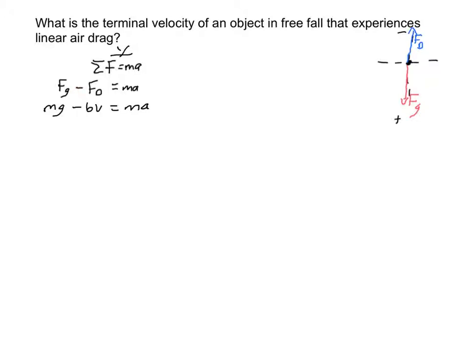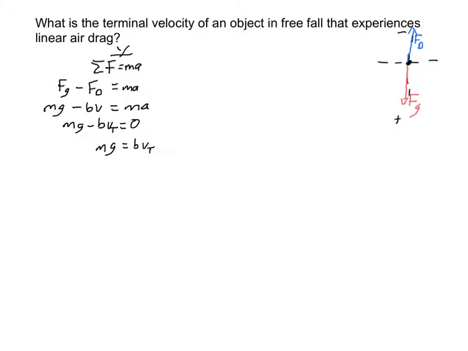All right, now I do know something else about this problem. At terminal velocity, we are going at a constant speed. We can't go any faster. So that means the acceleration is 0, leaving me mg minus bv equals 0. Then I can add that bv over to the other side. I'm trying to find the terminal velocity, and I probably should change my notation here. I'll make this v_T now.